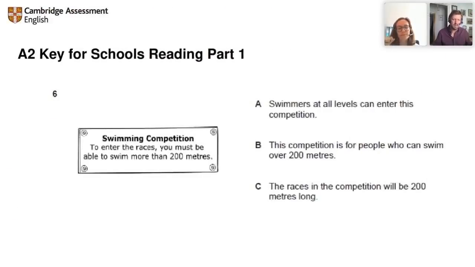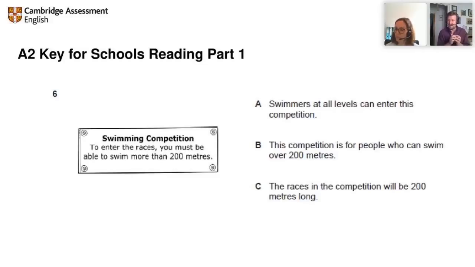So we're going to have a look at some of our task types. None of them should prove very surprising to you. We're going to look at what they're actually focusing on. So this is a very traditional reading, A2 reading part 1, the short sign, and 3 options.